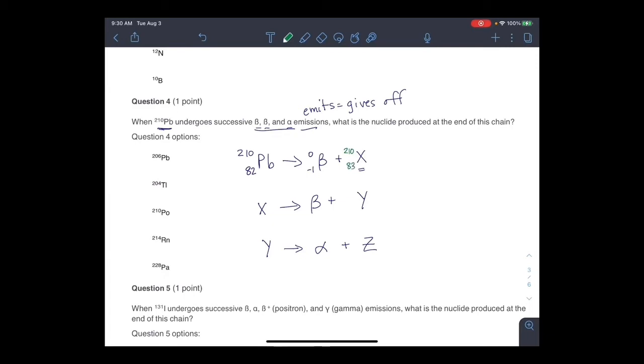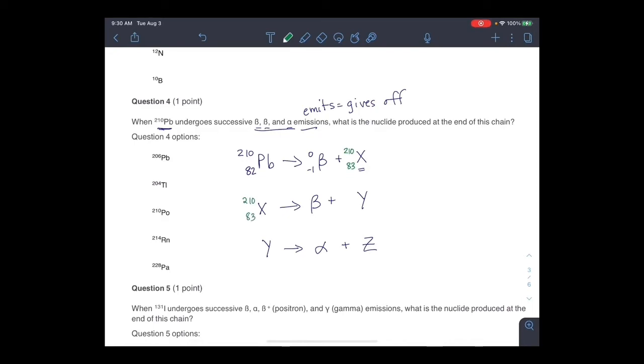Make sure that makes sense. 82 on the left, 82 on the right. That's what I'm going for. And 83 minus 1 is 82. Does that make sense? Now I could go look up what 83 is and get the symbol for him, but I don't have to because I'm not interested in what X is. I'm interested in what Z is. And as long as I know the numbers for X, I can do the next step.